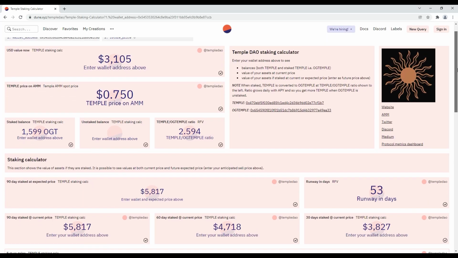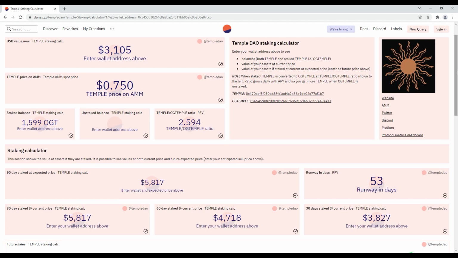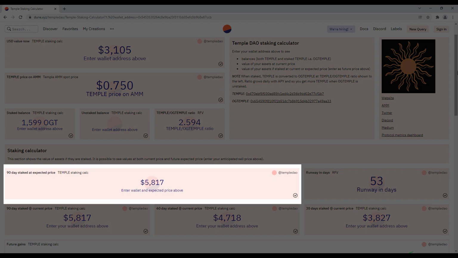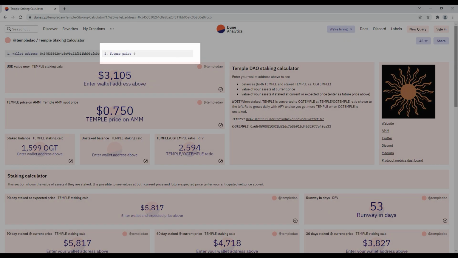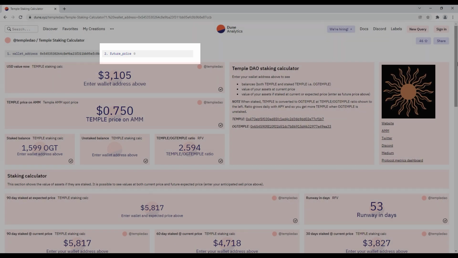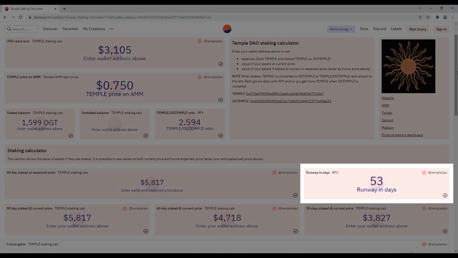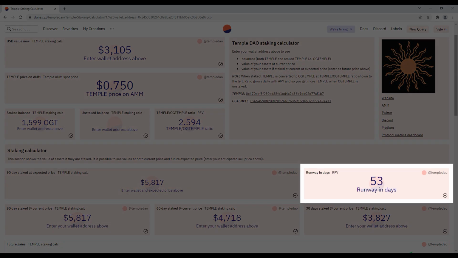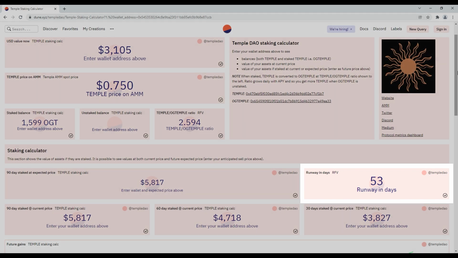Further down the page, you will see metrics related to your staked Temple. 90 days staked at expected price is your projected total holdings of Temple in USD after 90 days, assuming price changes to the forecasted price. You can change the future price at the top to see what your holdings will be if the price changes after 90 days. Runway in days is the number of days that Temple can maintain the same rate of rewards to stakers if treasury revenue were to completely stop. This is how many days you can expect to keep getting rebase rewards.